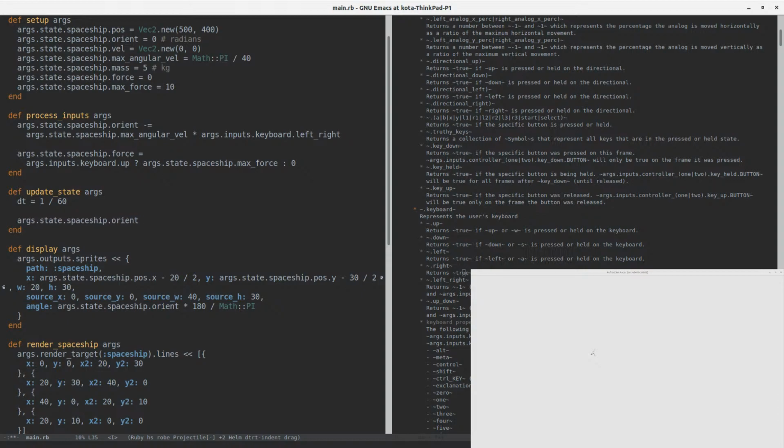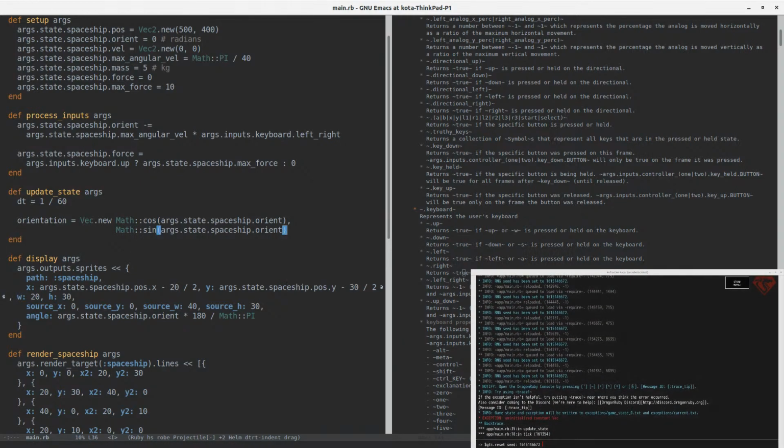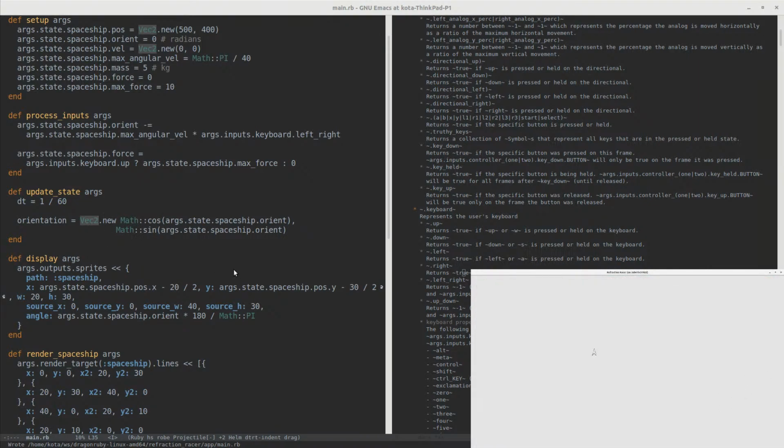So I guess we'll call this orientation equals vec.new, and we'll just apply a cosine to this and a sine there, and then our thing crashes because I called this vec instead of vec2, and now it will not crash. Okay, that's good. So we have our current orientation, and that's fine.